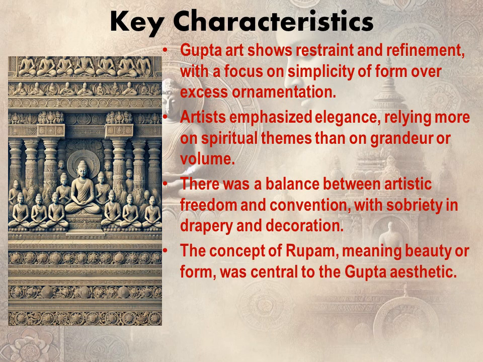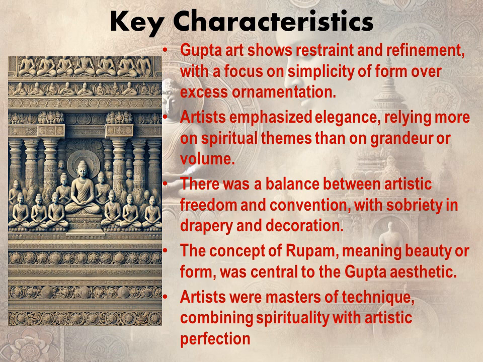The concept of rupam, meaning beauty or form, was central to Gupta aesthetic. Artists were masters of technique, combining spirituality with artistic perfection.